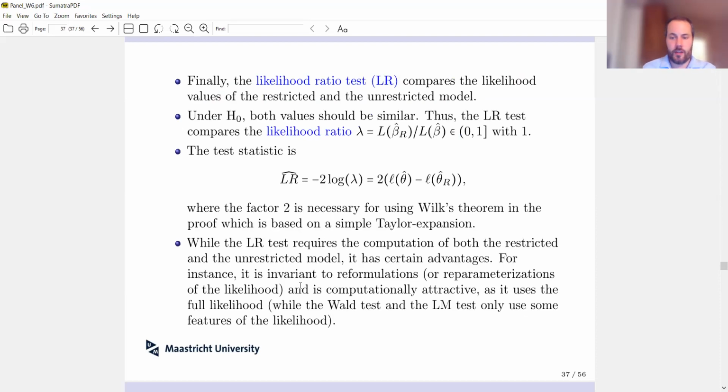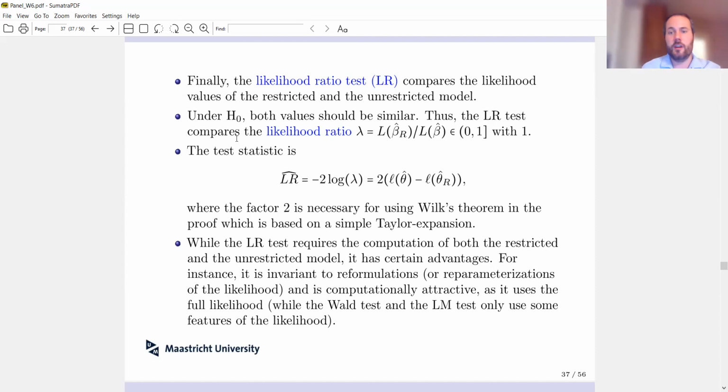The final test that I would like to point out is the likelihood ratio test. What we do here is take the likelihood itself and compare it in the restricted and in the unrestricted model, so when we base it on 8 parameters or on 10. Now, if the null is really true, then the likelihood should be similar, because if the 2 variables that we excluded are really not relevant, it should not make a big difference for the likelihood.